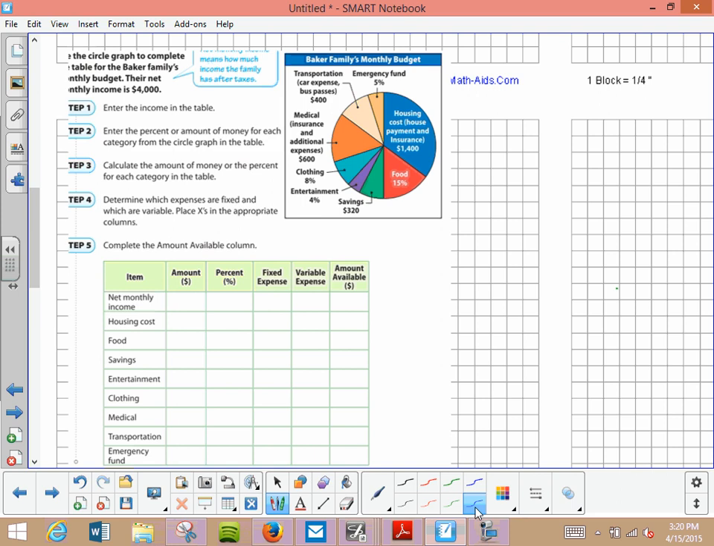Entertainment, 4%. As you notice, it seems like they don't go and do much on entertaining. They probably do it all at home. They have a lot of kids. Clothing, 8%. So they probably do have a lot of kids. Medical insurance, the same way. Probably have the whole family together. Transportation, like car, bus passes, and gas, and all that stuff. And then emergency funds. Those are very important, emergency funds.